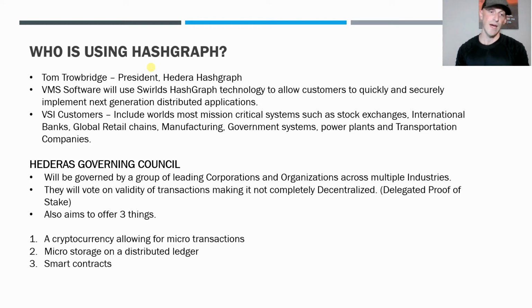So they also aim to offer three different things. One is a cryptocurrency allowing for microtransactions. Two is micro storage on a distributed ledger, and three is smart contracts.